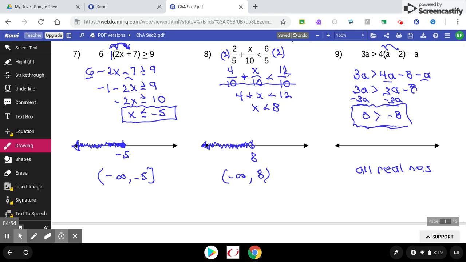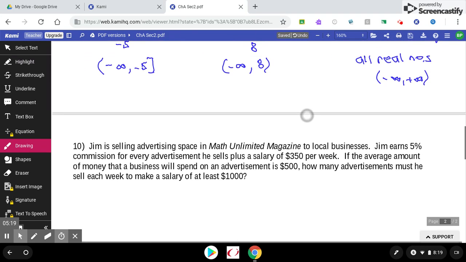And technically, if you wanted to shade in the number line, that means it would be everything, right? Because all the numbers would work for that. So anything you plugged in for that problem would work. And interval notation would go like this. Forever to the left, forever to the right. And that's it.